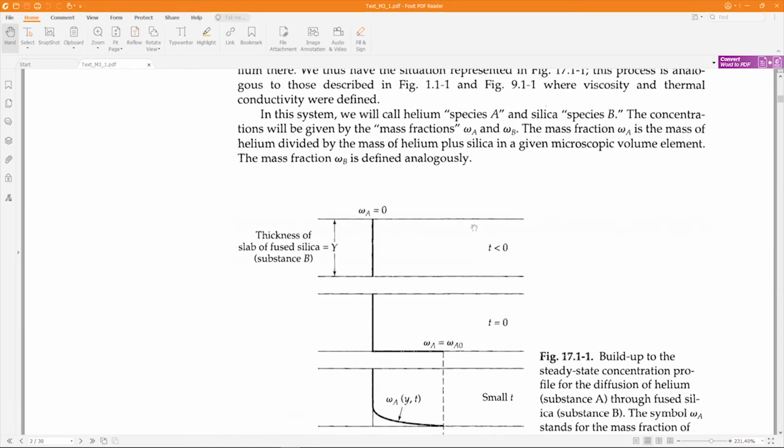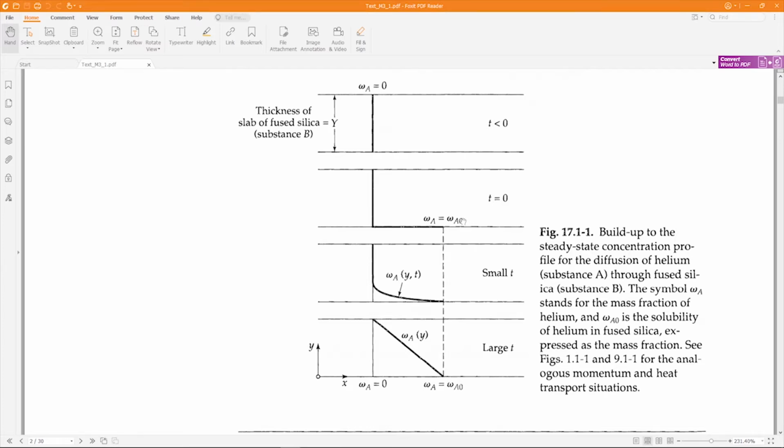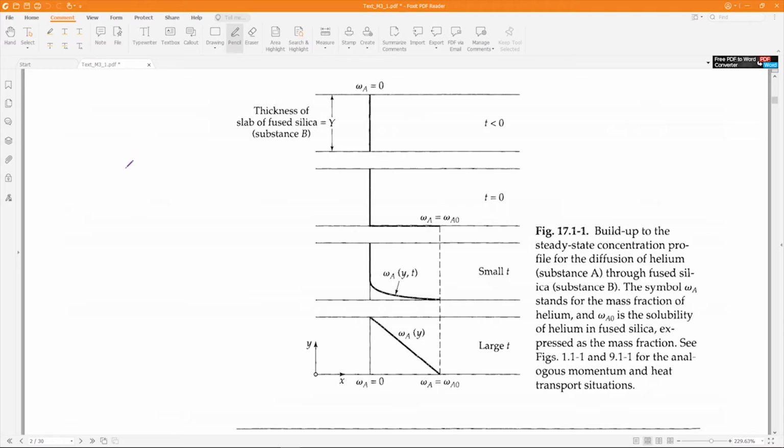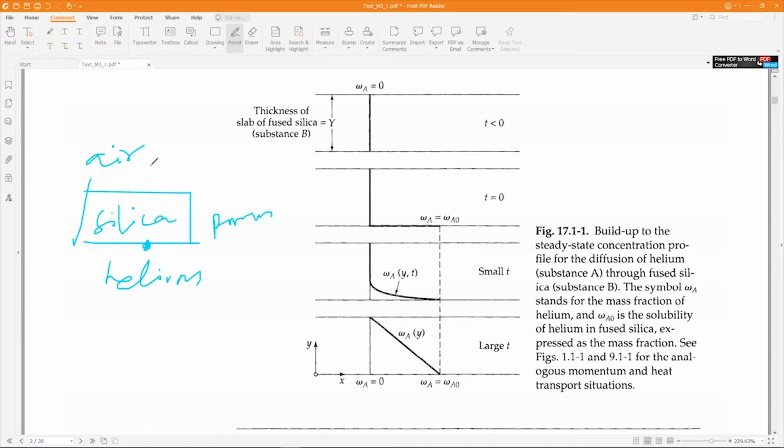So in this chapter, we have again the same kind of example, the same kind of analogy as before. Let's say we have a slab of silica. Silica is generally porous, so gas can diffuse through it. Here we have air, and here we put helium of some concentration. There is no helium on the other side, only air. So there is a higher concentration of helium here and zero concentration there. So mass transfer will happen. The helium will transfer from this point to this point, because there is a concentration gradient of helium.